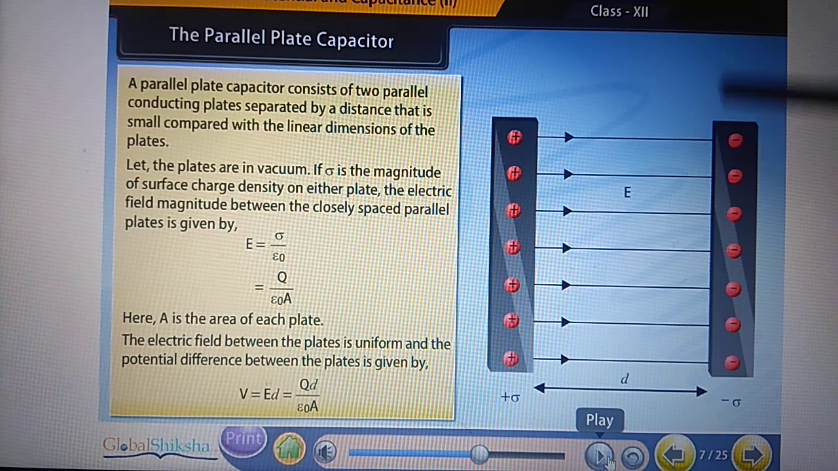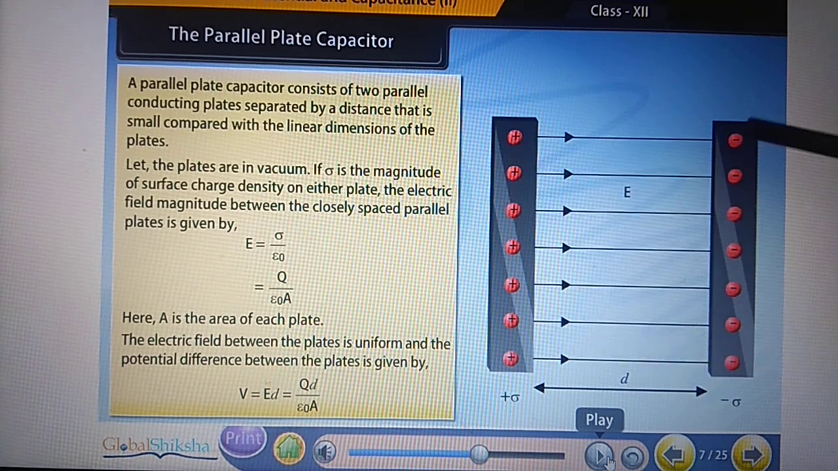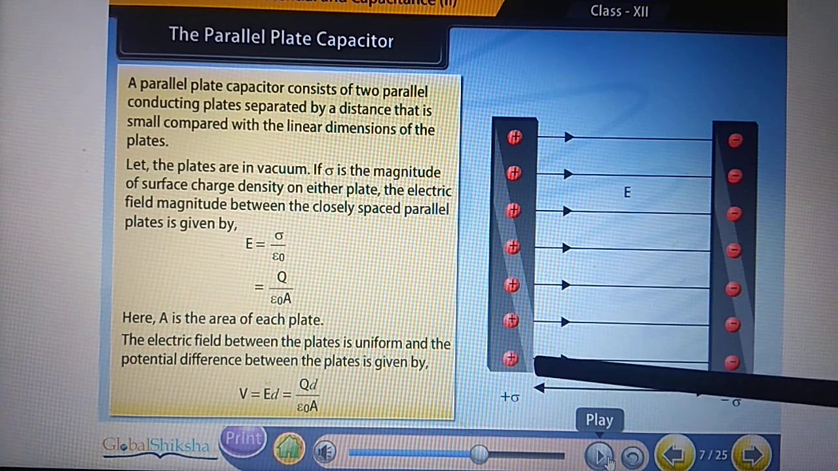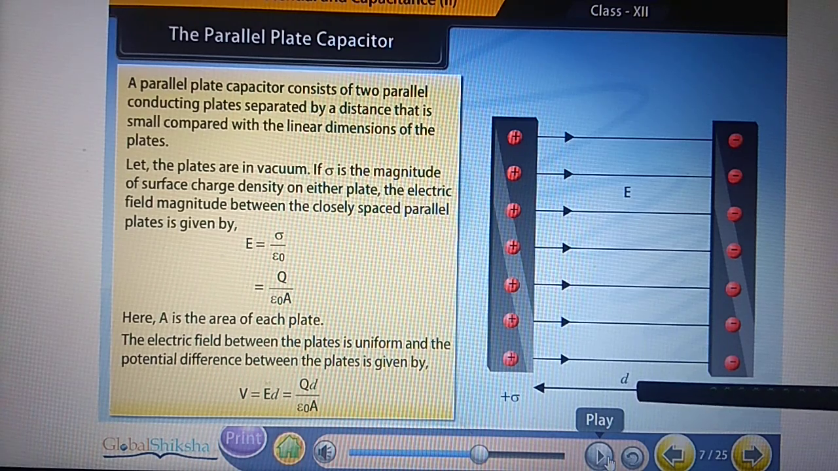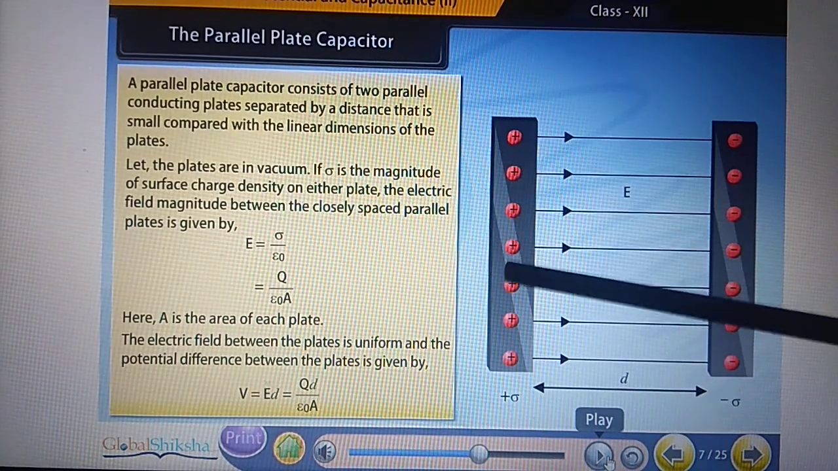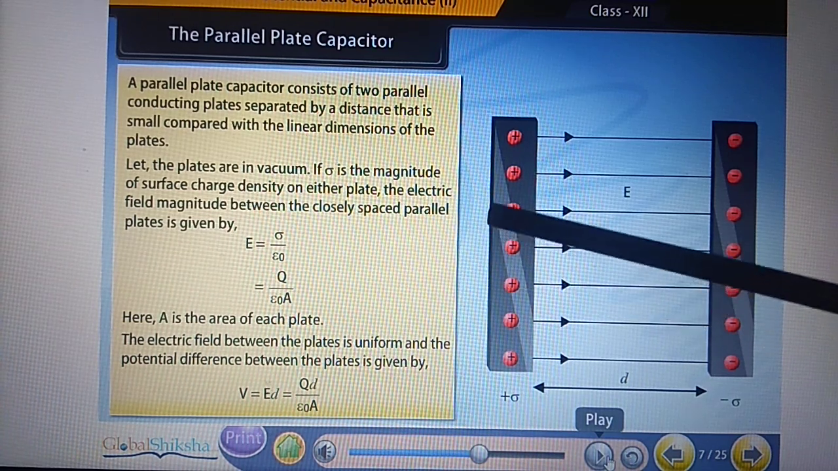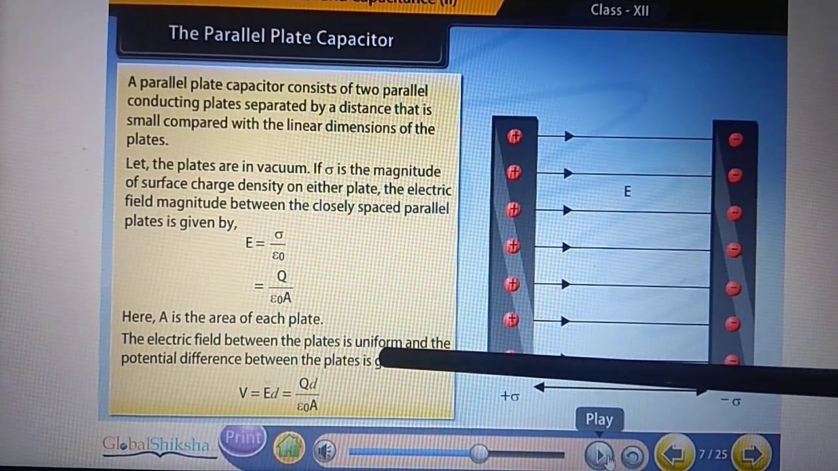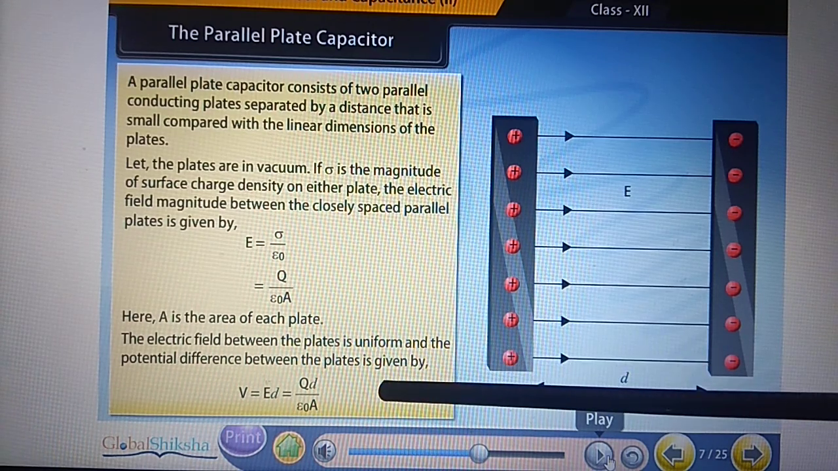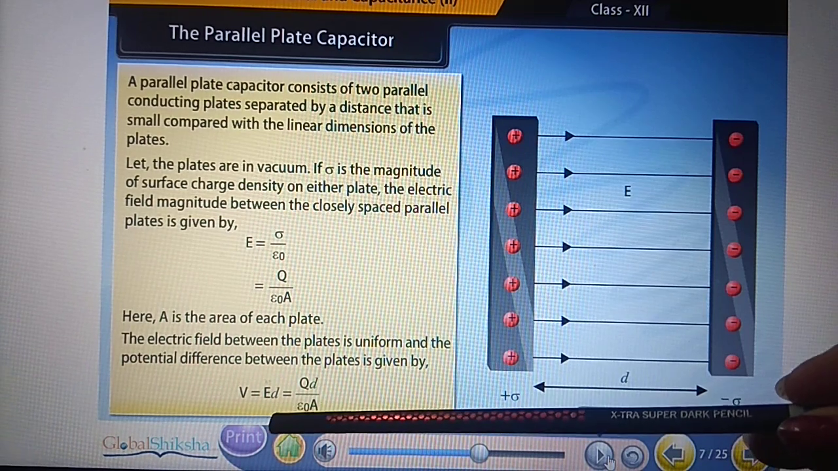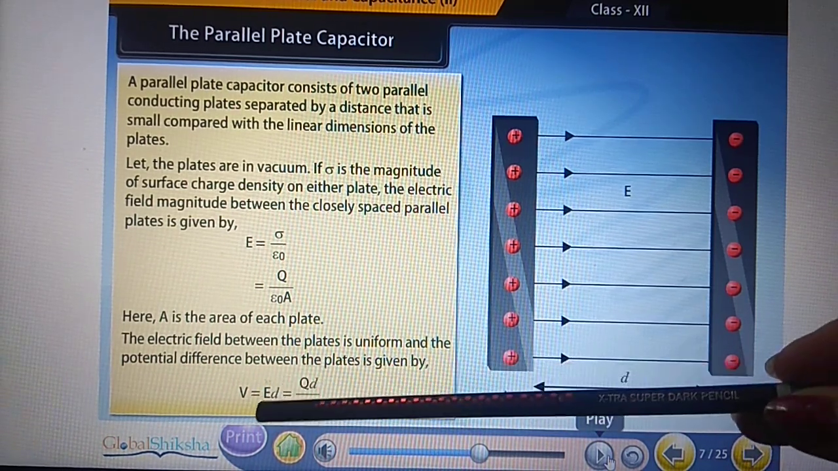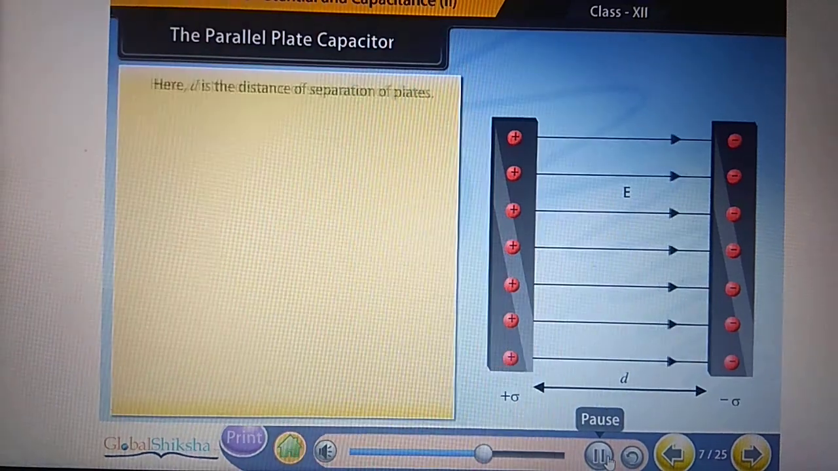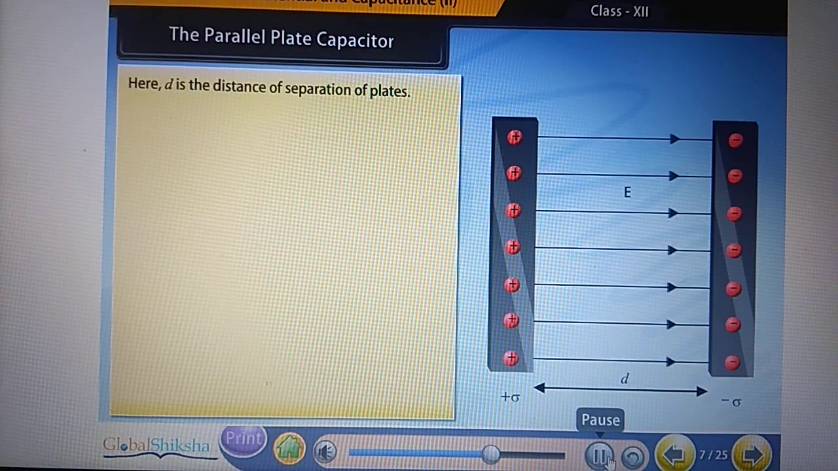Now the next topic is the parallel plate capacitor. If sigma is the surface charge density and these capacitor plates, positive and negative, are separated by a distance of d, then the electric field is equal to sigma upon epsilon naught, that we have already done. Replacing sigma, the surface charge density, which is equal to charge upon area. The electric field between the plates is uniform and the potential difference between the plates is given by E d. So replacing the value of E in this equation, you will get this equation, Q d upon epsilon naught A. Here, d is the distance of separation of plates.